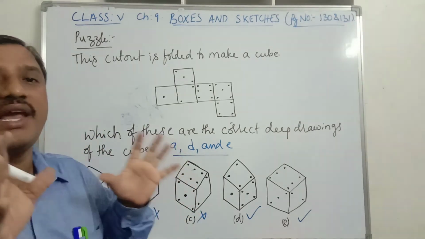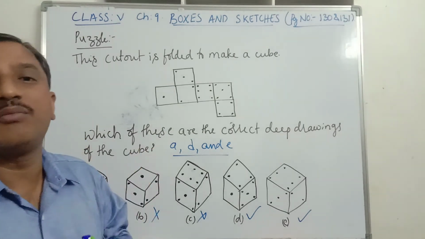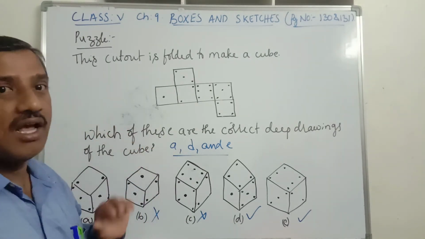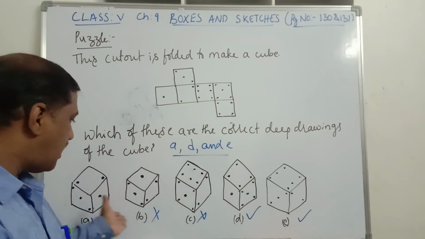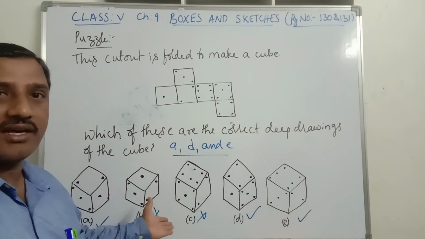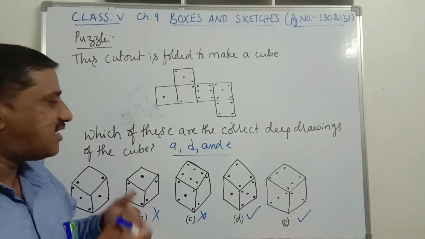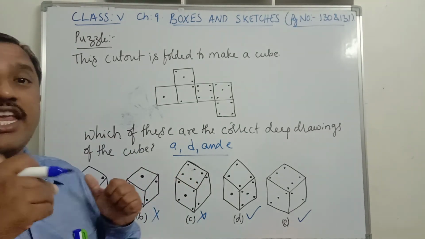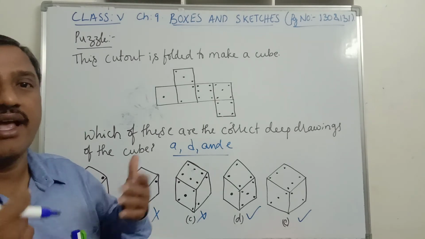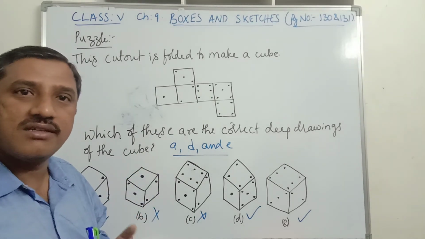Like this, you make one cube with a cardboard sheet and you can check it. You can draw some more like this and check it. Here we have 5 drawings. You can draw more by changing the dots on the surfaces, and you check it. Thereby you will get clarity. Clear, children? Did you understand?